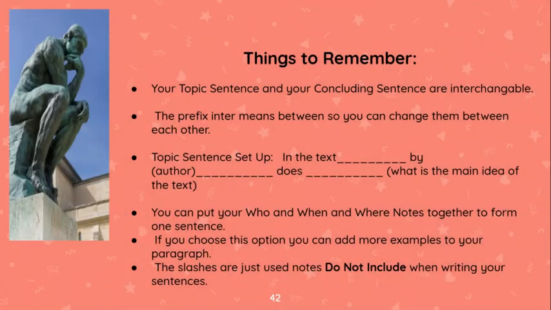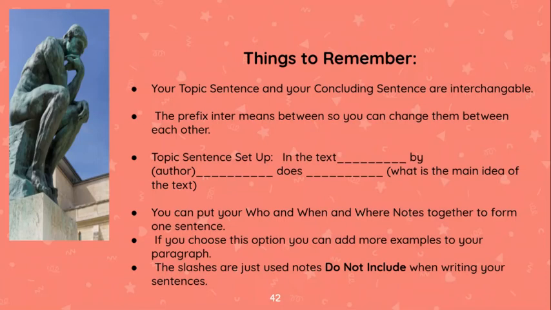So here are just a couple of things I want you to remember as we go into this single paragraph outline. The first is that your topic sentence and your concluding sentence are always going to be interchangeable. Basically, that just means whatever you write or are given for your topic sentence could also be switched to be your concluding sentence, and whatever you are given or writing for your concluding sentence could be switched to be your topic sentence.